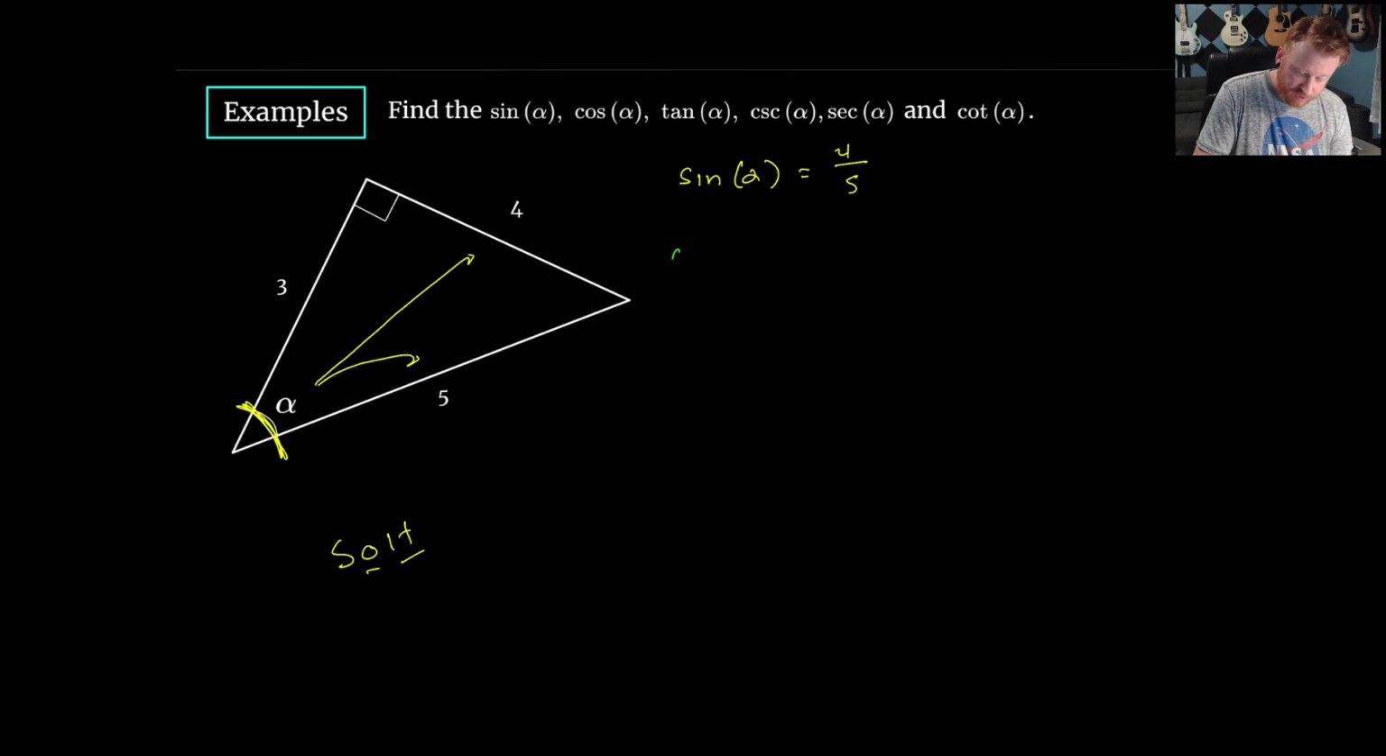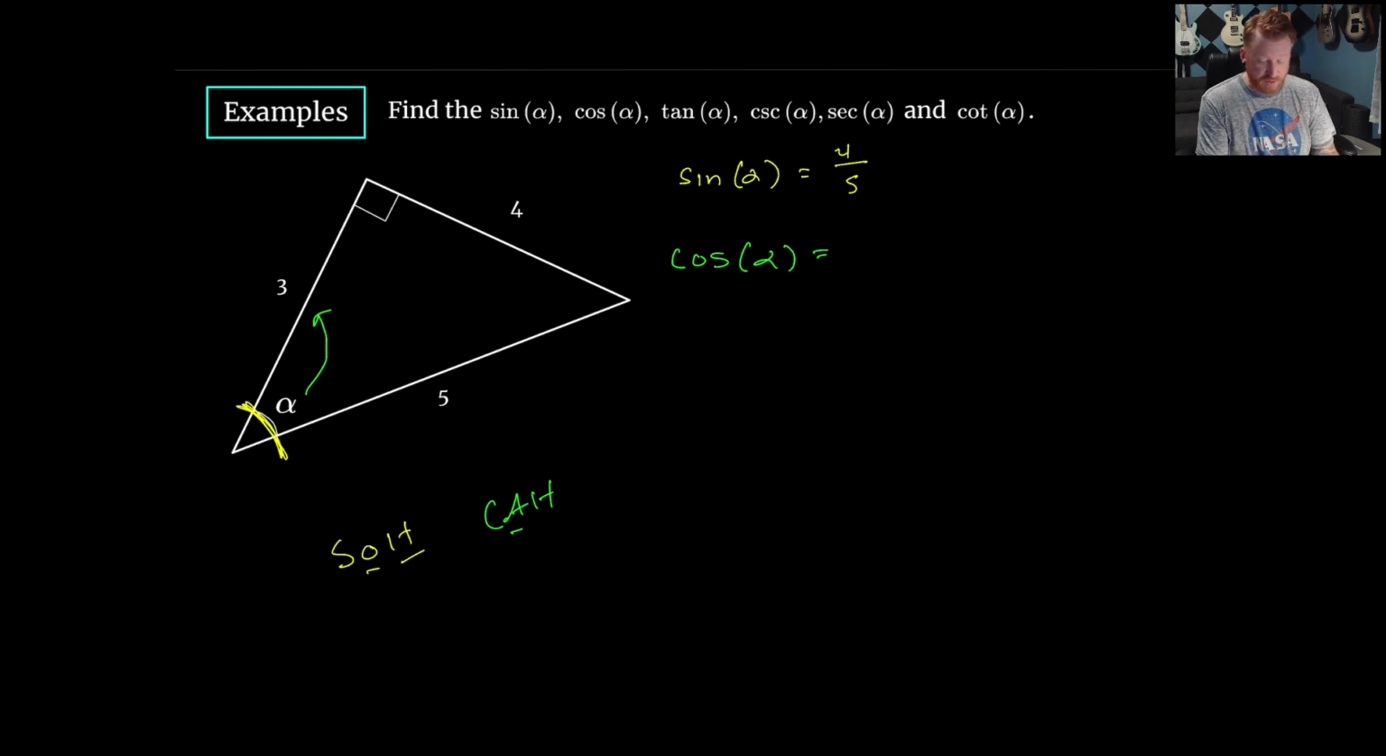If I would like to find the cosine of alpha, the mnemonic device there, CAH, is the adjacent side. The adjacent is the one that's next to it that's not the hypotenuse. So we've got 3 over the hypotenuse, which is still 5. So there we've got the cosine of alpha.